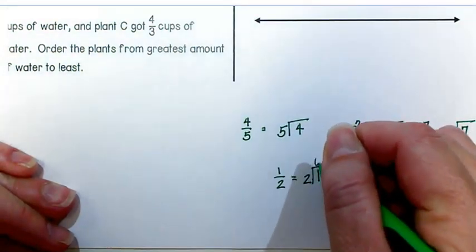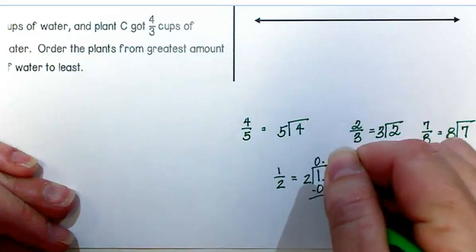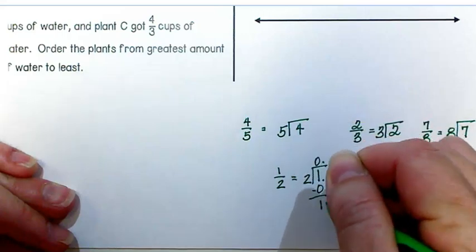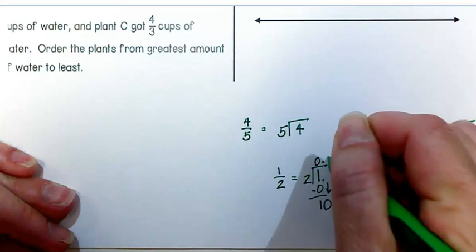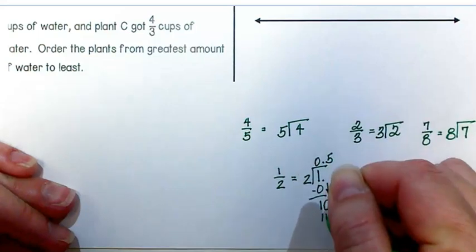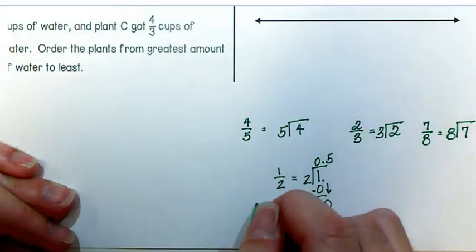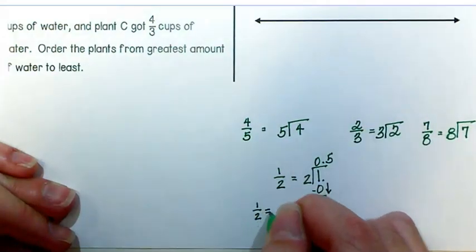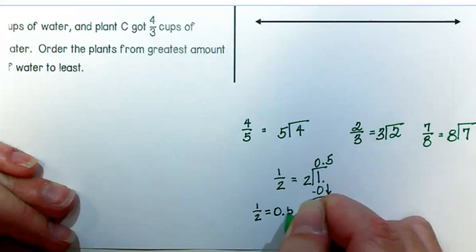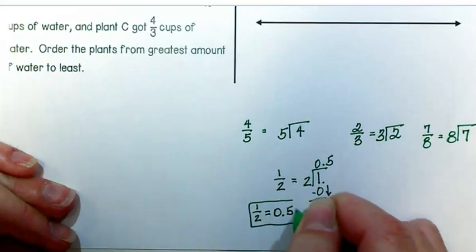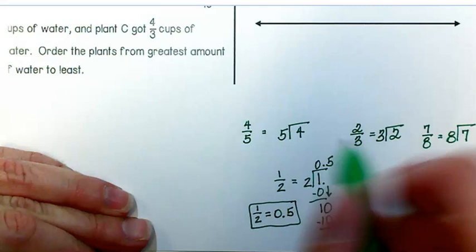2 will not go into 1. You get 1 left over, you bring down a 0. 2 will go into 10 5 times, exactly, with nothing left over, you've passed the decimals. So 1/2 equals 0.5. We've got that one already. Let's do the rest of them.